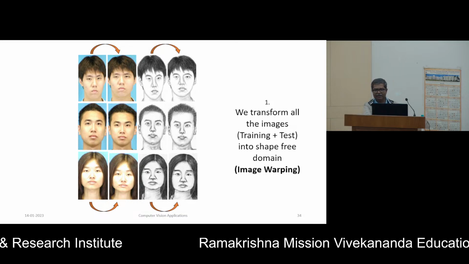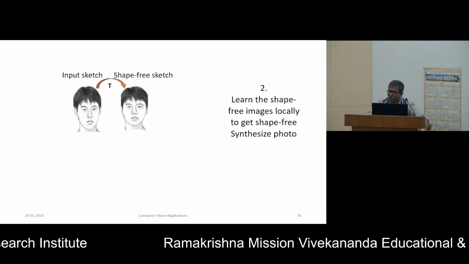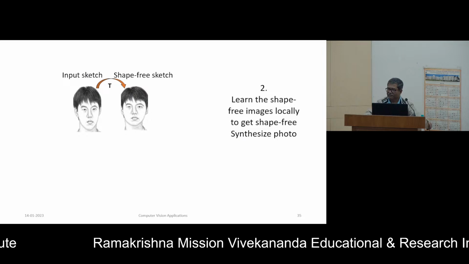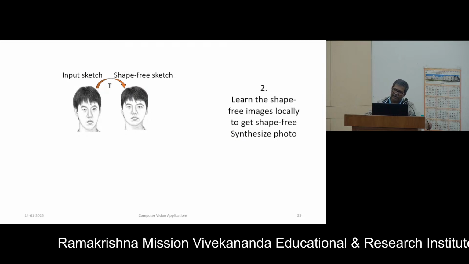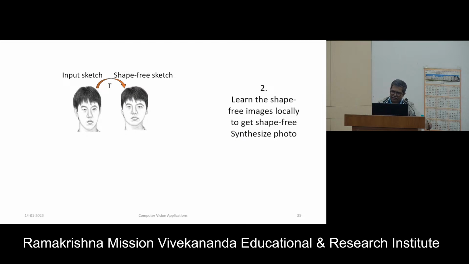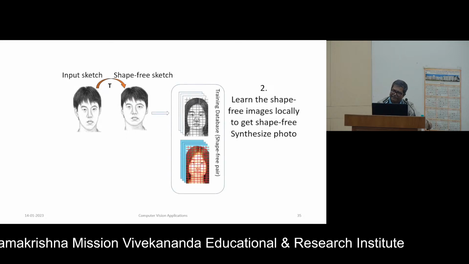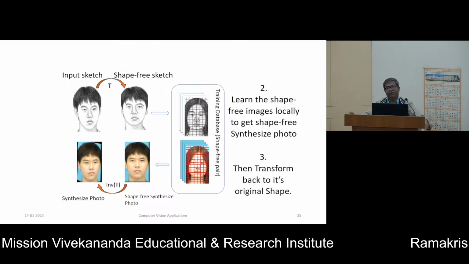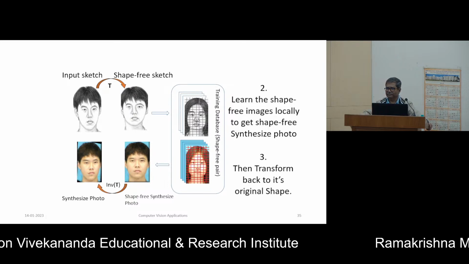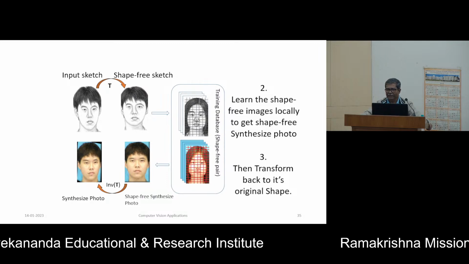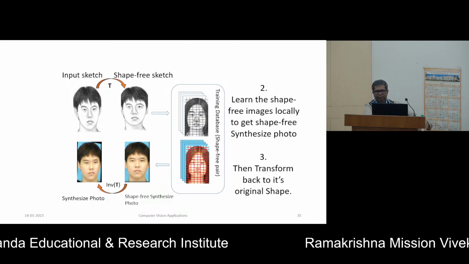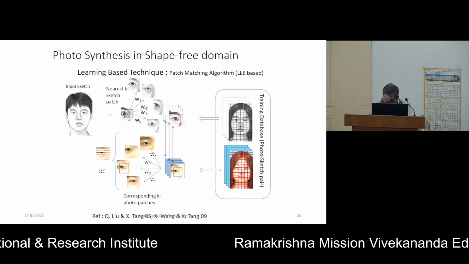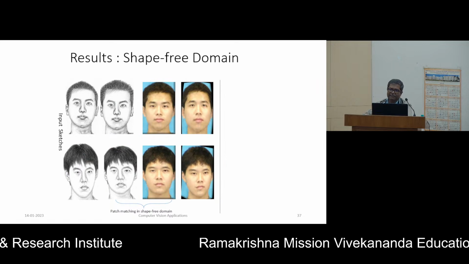Then I'll go back to. So what is the idea? From the given sketch, I'll go to the average shape. From there I generate the picture and then I apply the inverse transformation, the inverse geometry, to get back its original face geometry. Okay. So this is another example. Okay. So this is the final result.